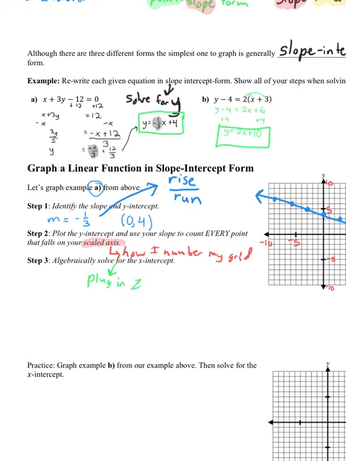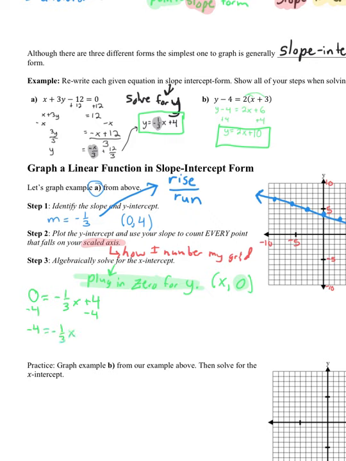plug in 0 for y, because the x-intercept is going to be x comma 0. That's why I plug in 0 for y. So in this equation, I would say 0 equals -1/3 x plus 4. Okay, and what I'm going to do then is solve for x. I'll subtract 4 from both sides, and I get -4 equals -1/3 times x.